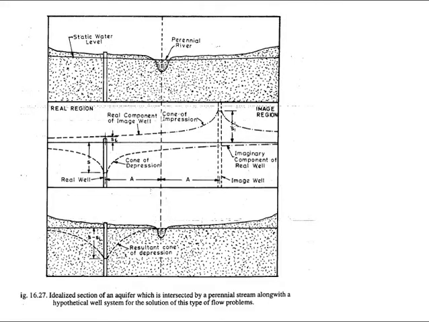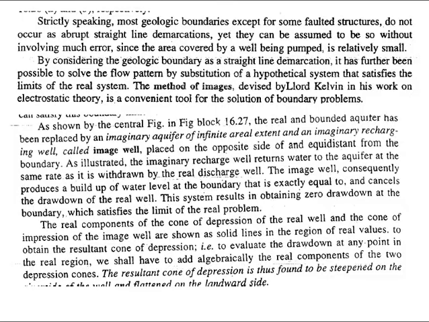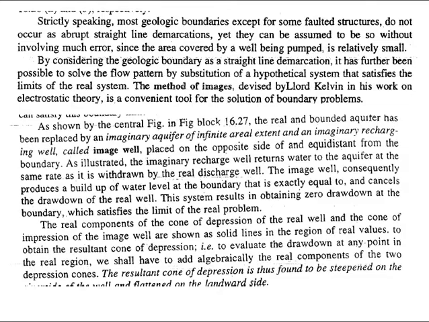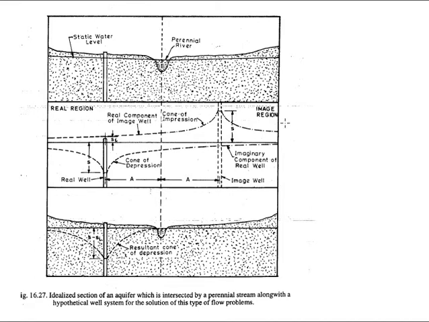We must add the real components of these two depression cones in order to get the value. Hence the resulting cone of depression, formed by the combination of both, will be steepened on the inside of the well and flattened on the landward side. On this landward side it will be flattened. So this is the basic concept of the image well, which is purely hypothetical, and such a well doesn't exist in real life.